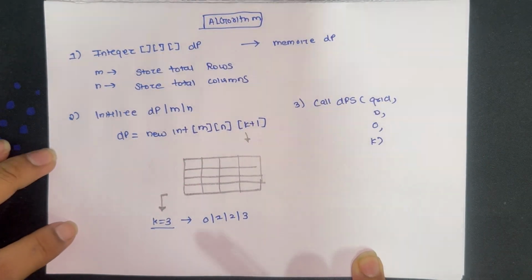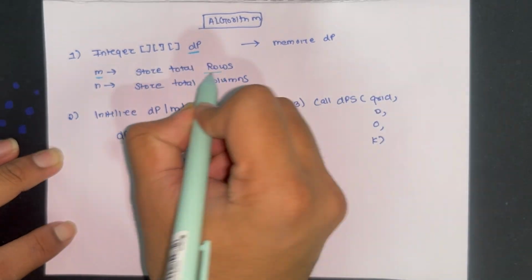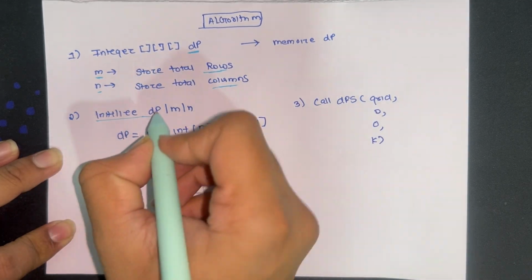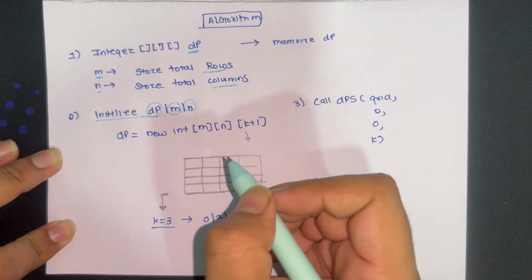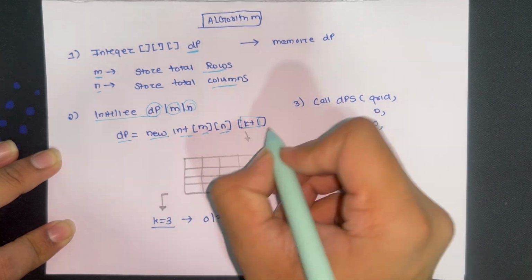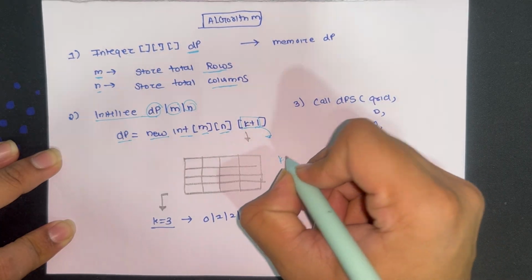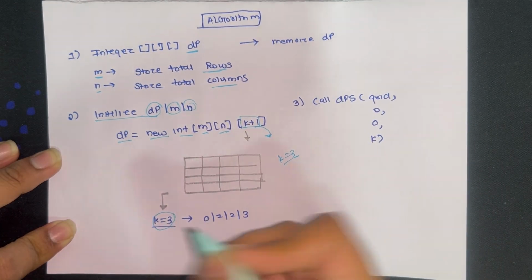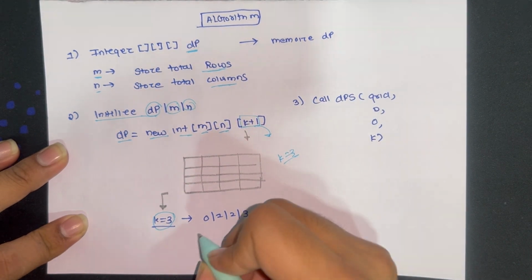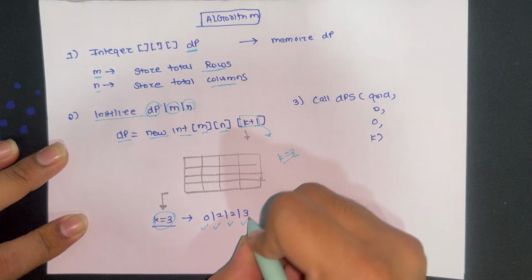Let's go through the pseudocode. We'll take m for total rows and n for total columns. Then in the second step, we'll initialize the dp as new int of m, n and k plus 1. So why this k plus 1? Suppose k equals 3. The allowed states are that the cost will be 0, we can choose the cell when the cost is 0, we can choose the cell when the cost is 1, and similarly for 2 and 3.